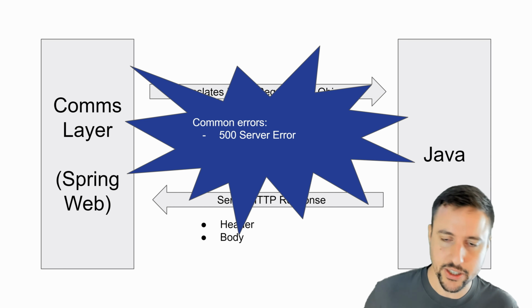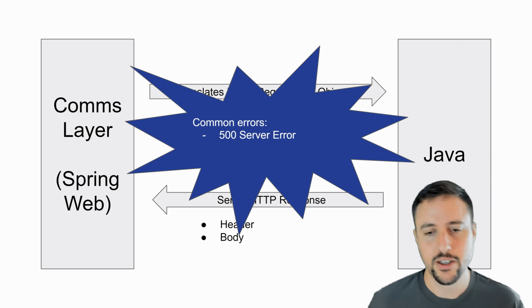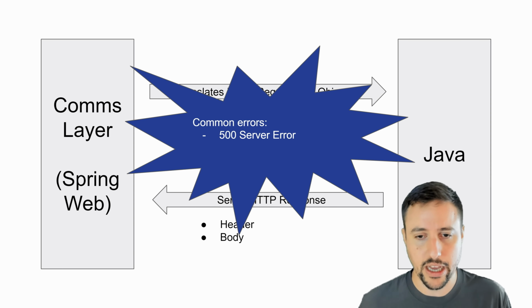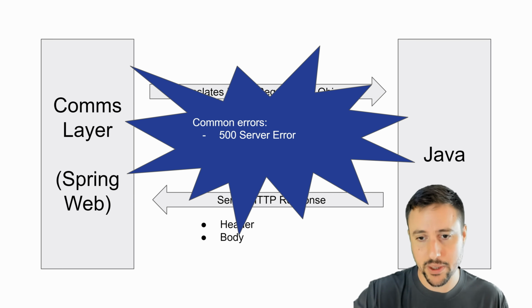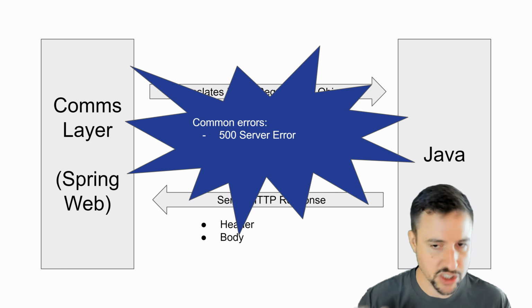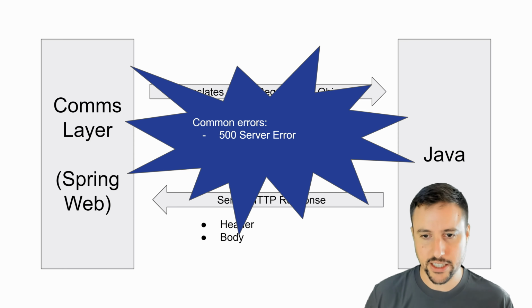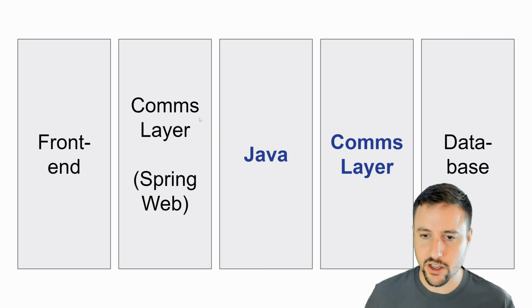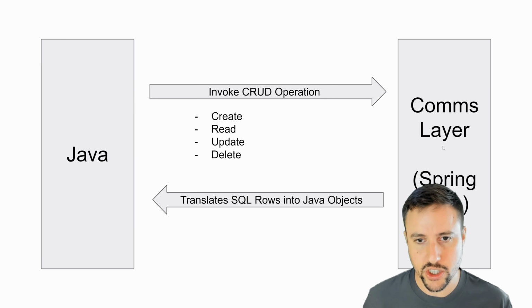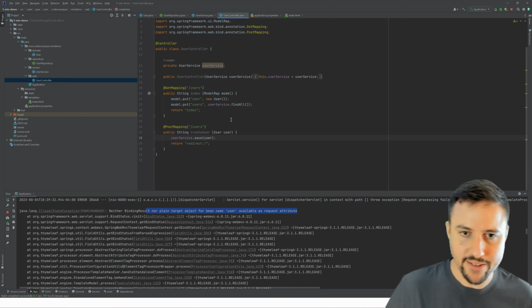So what's next? Well, you can hit 500 errors, which we saw when we visited the root URL. We saw a 500 error because we were able to talk to the server, but then something broke on the server side in the response or whatever. So we got a 500 error. Now the next layer is Java talking to the communications layer that will talk to the database, which is Java talking to Spring Data. So where does that happen? Where does Java talk to Spring Data?